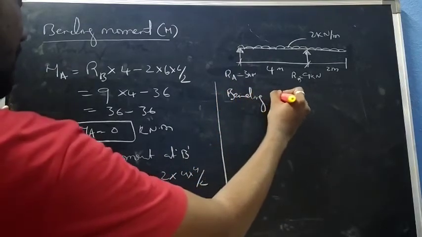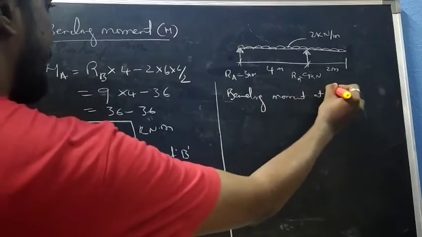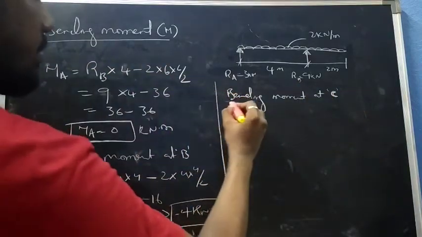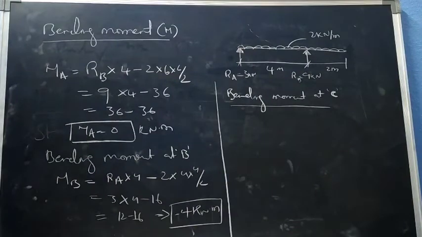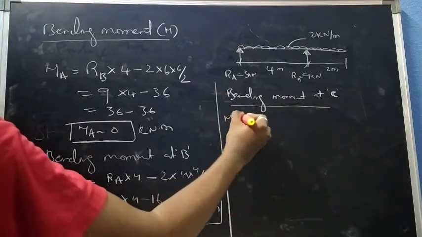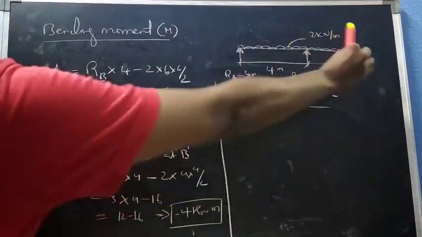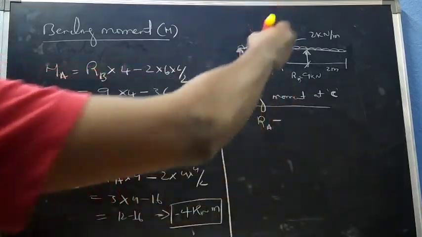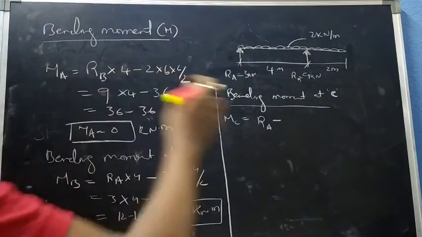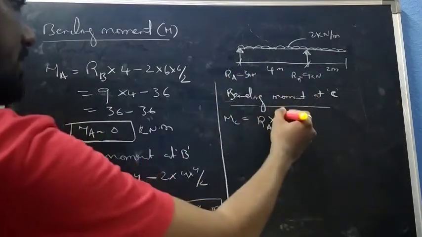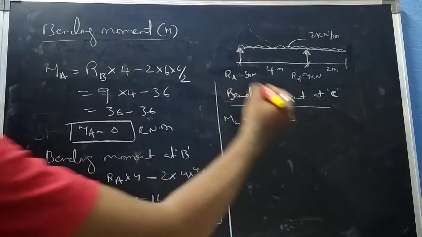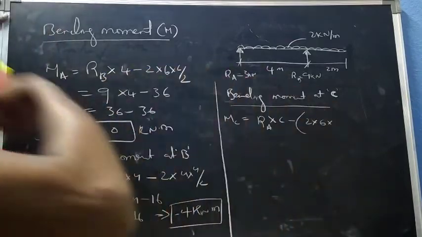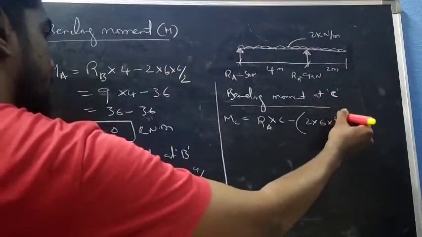Bending moment at C. So MC equals, considering all the forces starting from RA, RA which is positive, minus the uniformly distributed load. So RA multiplied by the perpendicular distance 6, minus 2 into 2 kilonewton, into the perpendicular distance 6, into the maximum in the middle of this span, that is 6 by 2.